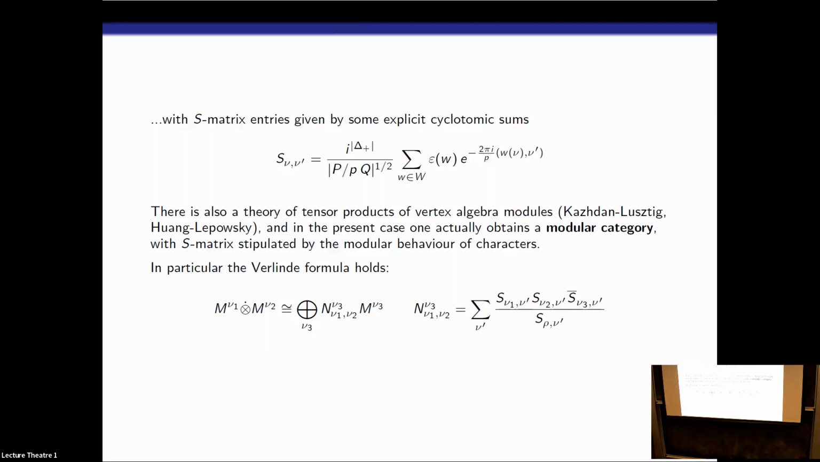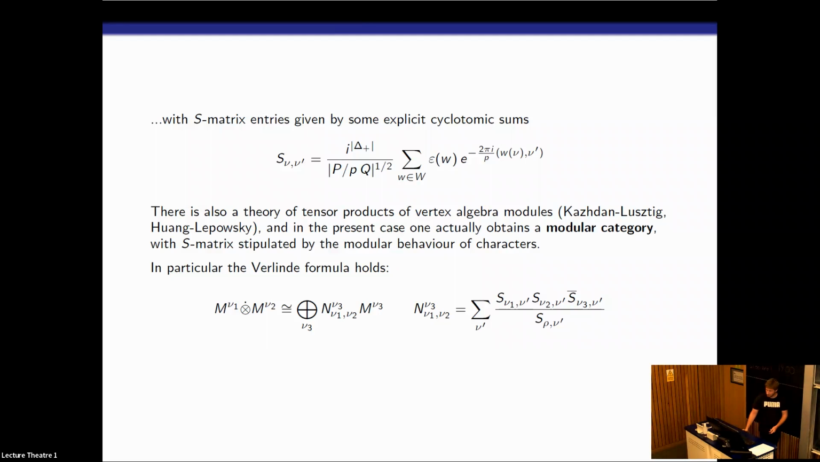So this means it's a ribbon category. In a ribbon category, you get some S matrix, which you can cook up by looking at the braiding and so forth. The S matrix should be non-degenerate, and that's the condition of being a modular category. In this case, you get a modular category, and furthermore, the S matrix of the modular category coincides with the S matrix that you get from the modular transformations of the characters.